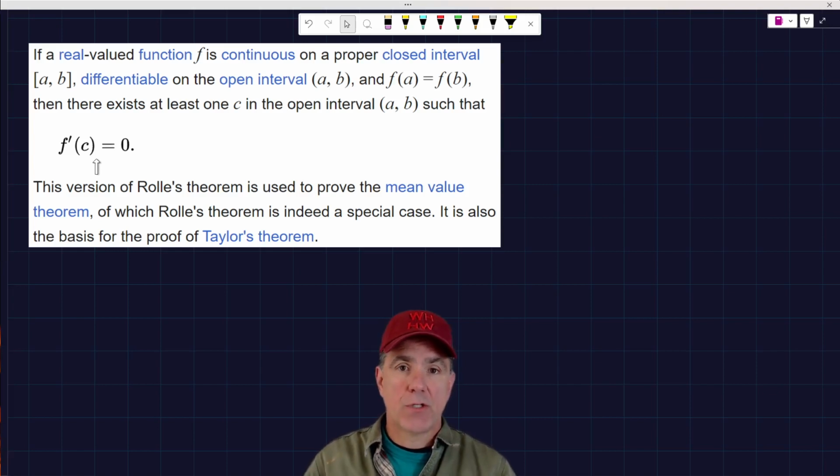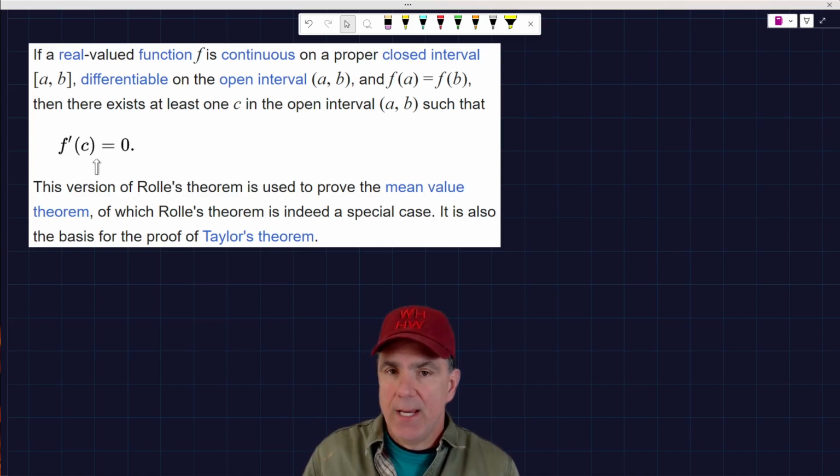Rolle's theorem is used to prove the mean value theorem. You'll see that in your work. And so with this whole concept, I want to differentiate what you need to know and what you don't. This result is reasonably obvious, you would think.